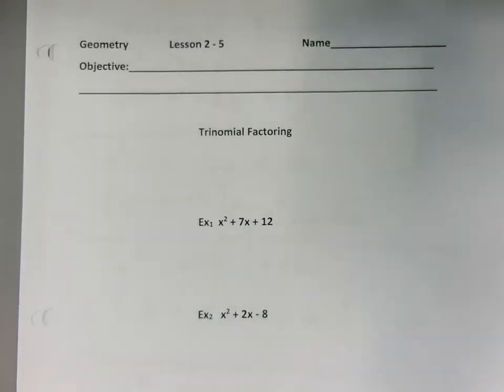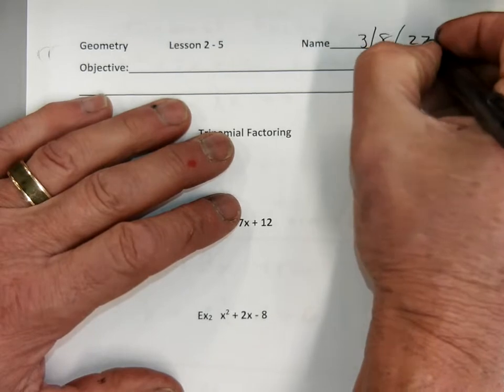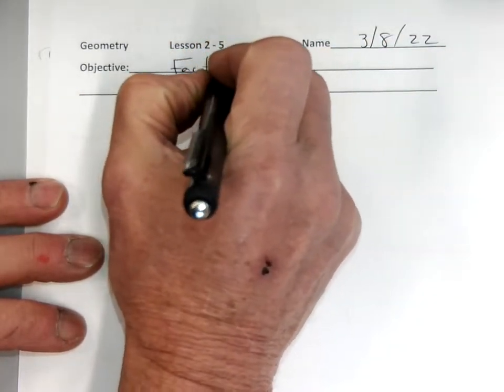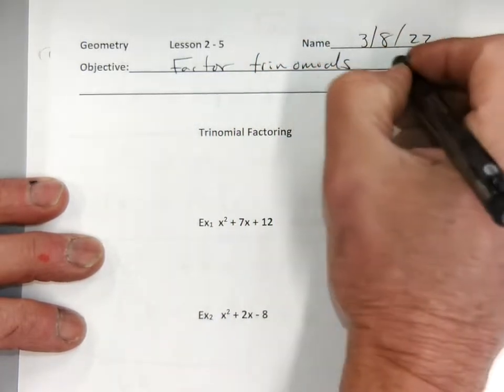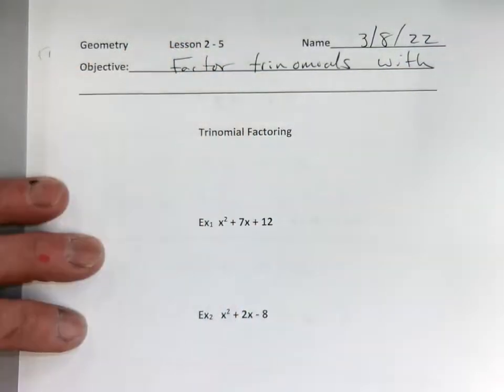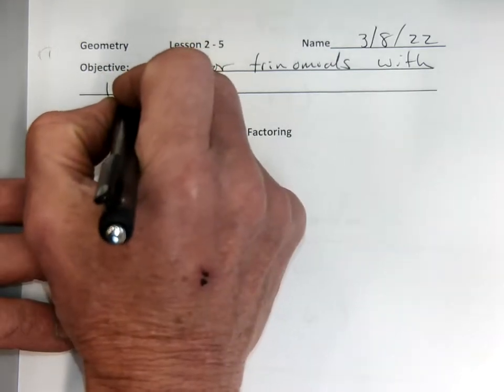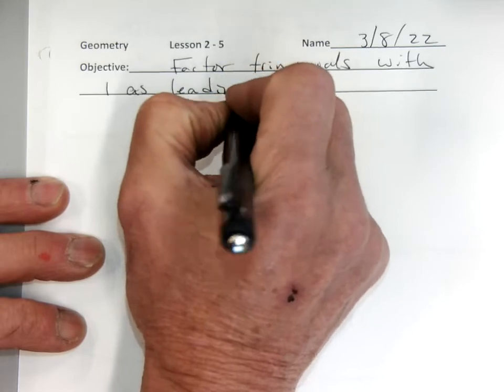Okay, so you guys, it is the 8th, 3/8/22, and today is factoring trinomials with one as the leading coefficient.